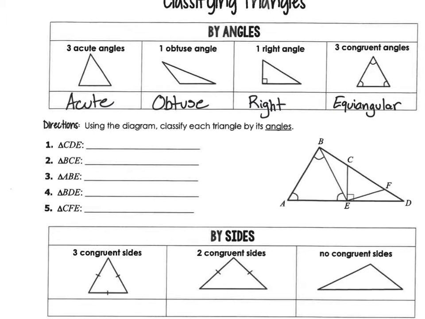Okay. So if we look down here at this diagram on the bottom, we look at the first one. It says CDE. So C to D to E. Now, if you look here in this corner, it has the square. What does the square tell us? That's what kind of triangle? So look up here at the top. Which one has the square in the corner? Right. So that one's going to be a right triangle.